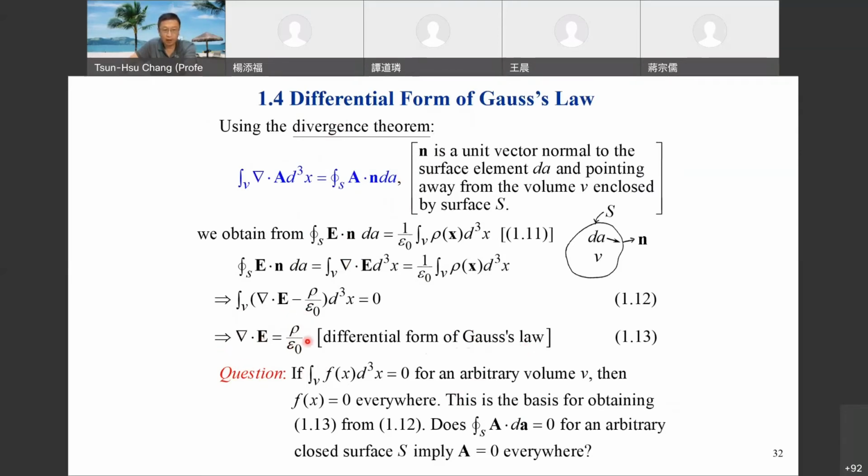That's the first Maxwell equation we use. And divergence B equals 0. We like this one very much because divergence B always equals 0.